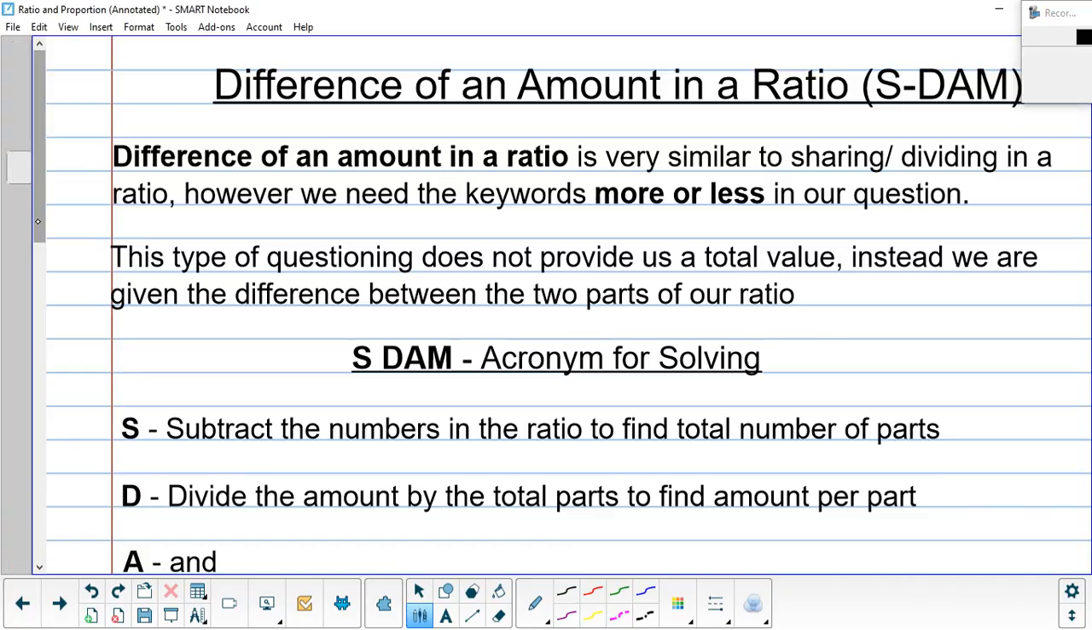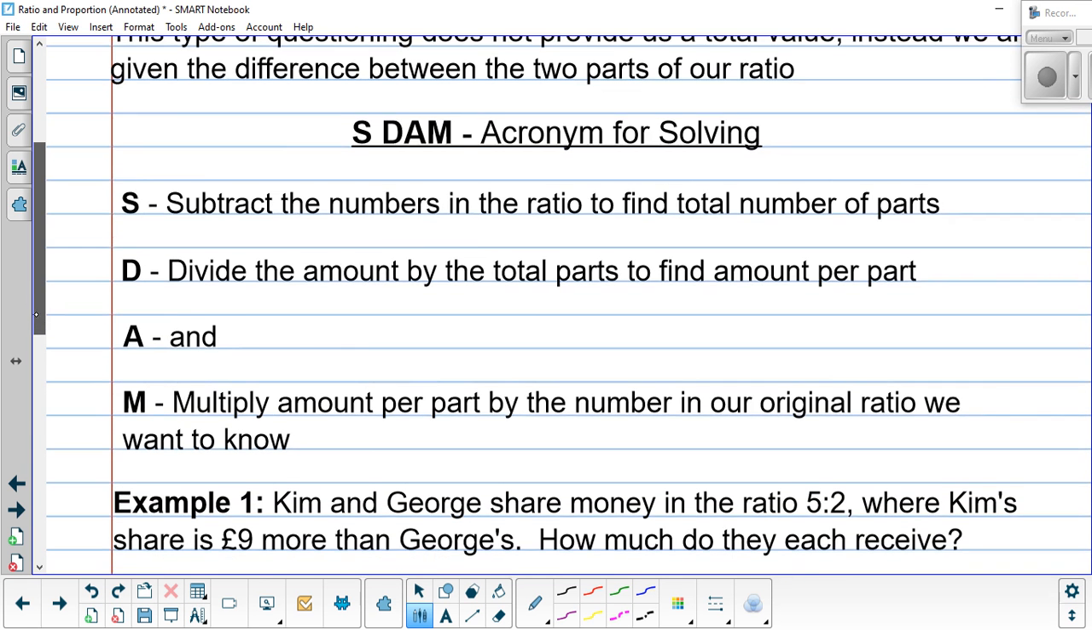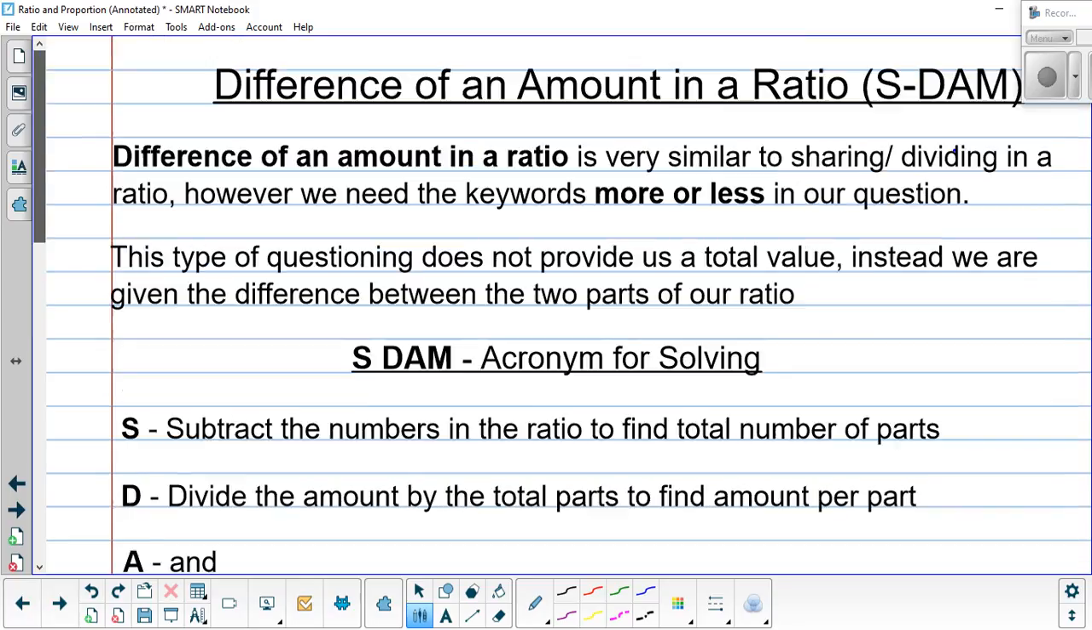So, the acronym, that's why I said I don't use ATOM anymore, I use SDAM and ADAM, so they're pretty similar. The only difference is just that first step where we subtract the numbers in the ratio to find the total number of parts, and I want to add a little bit onto there and say total number of parts difference. So it's still a total, just a different total.